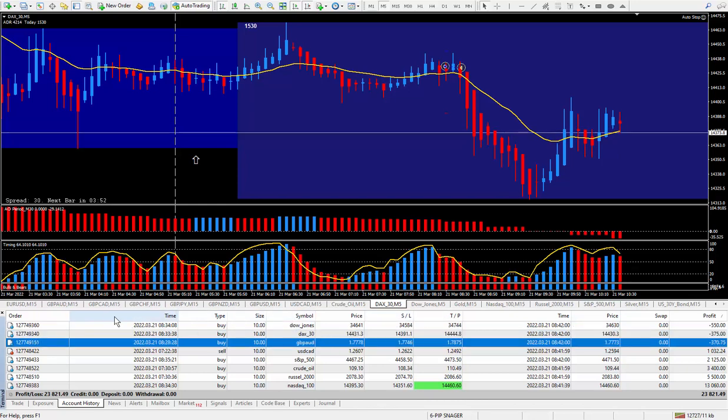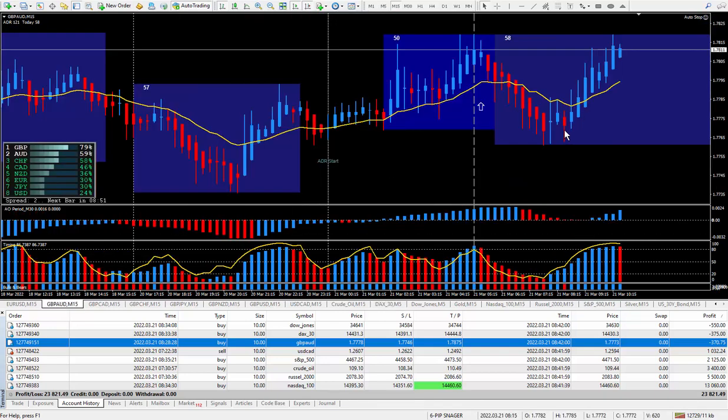Let's see what happened here. On this trade, I bought this one. Now, if I would have exercised a little bit more patience and stayed in, I would have had a nice big winner here.